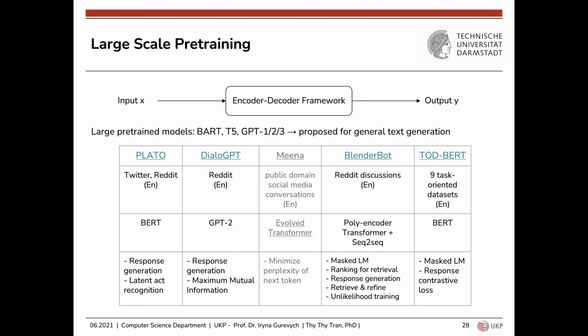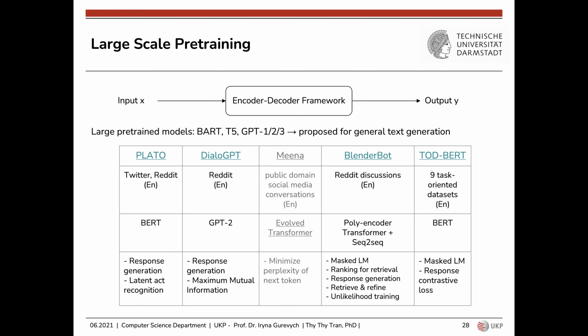So the large pre-trained models mentioned in the previous slide are trained for generic text generation. They do not include specific bias towards dialogue generation. So several models have been proposed to extend the pre-training to dialogue data. Most of these models use social media data for pre-training, such as Twitter and Reddit.